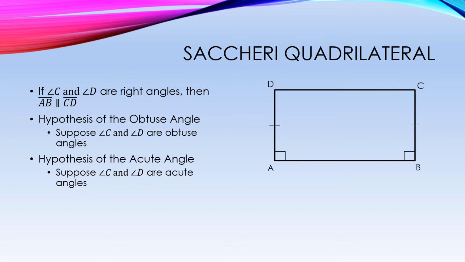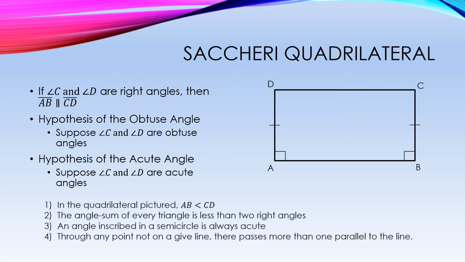Some of the conclusions that he was able to come to included that in a quadrilateral, such as the one pictured, the base AB is less than the summit CD, that the angle sum of every triangle is less than two right angles, an angle inscribed in a semicircle is always acute, and that through any point not on a given line, there passes more than one parallel to the line. These are only a few of the conclusions he came to, but they paved the way for others to continue this line of reasoning.